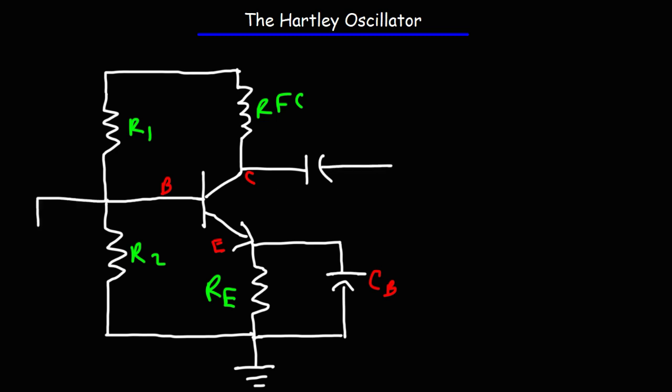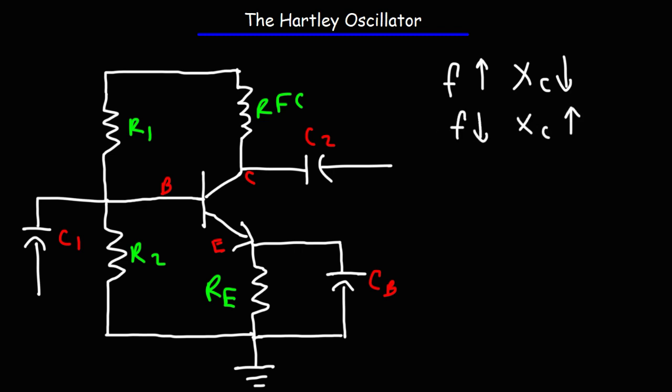Next, we have two capacitors known as coupling capacitors, which function to block DC while allowing AC signals to pass through. So we'll call this C1 and C2. As the frequency increases, the capacitive reactance of C1 and C2 will decrease. Thus, high frequency AC signals can easily pass through C1 and C2. The issue is with low frequency signals. As the frequency decreases, the capacitive reactance increases.